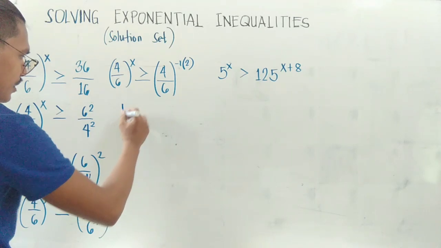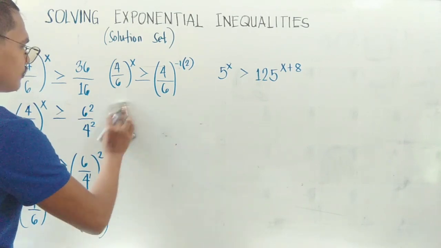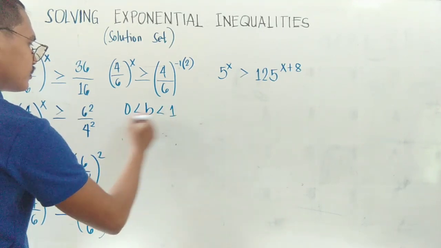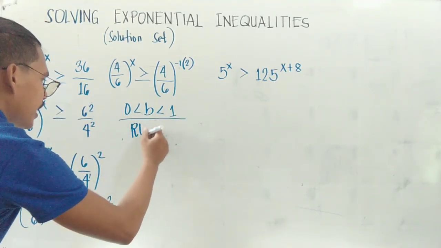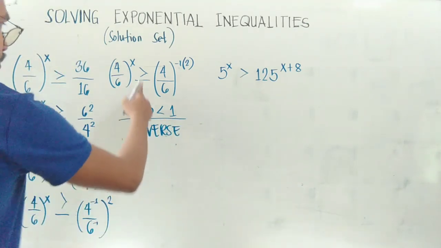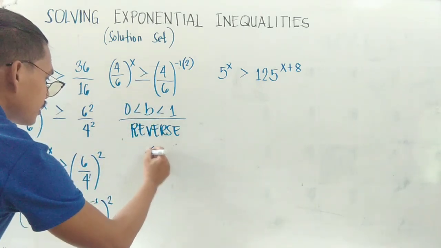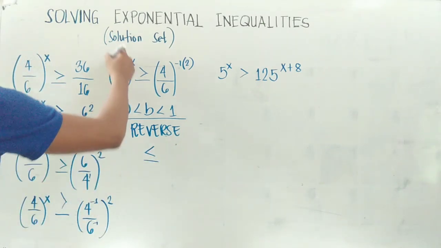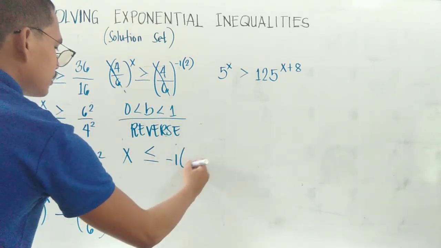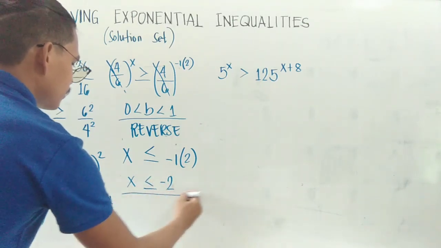So 4 over 6 is less than 1 but greater than 0. Since b is greater than 0 but less than 1, again, the sign will be reversed. Okay? So the inequality symbol will be reversed. From greater than, it will become less than. Then disregard the bases and copy the exponent. x is equal to negative 1 times 2. So we have x is less than or equal to negative 2.